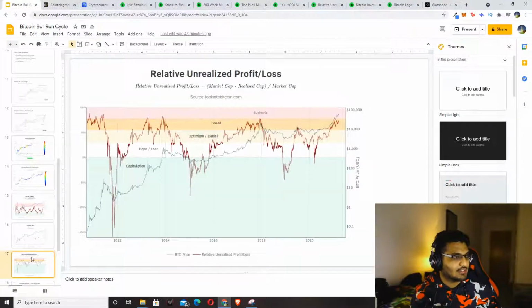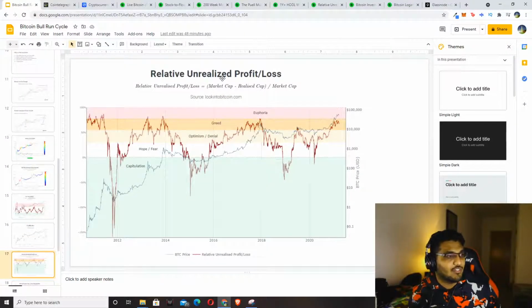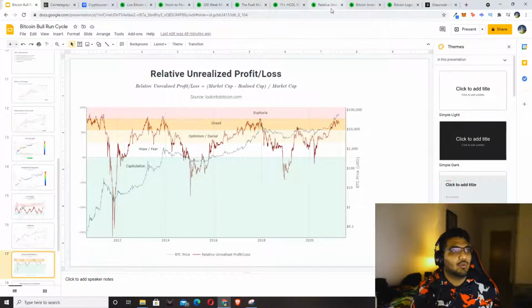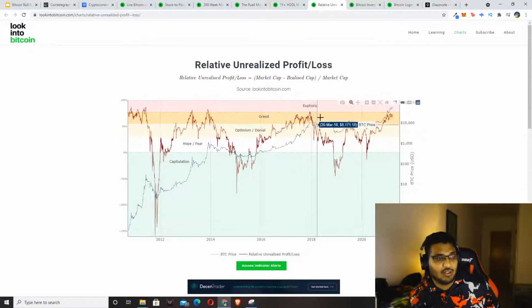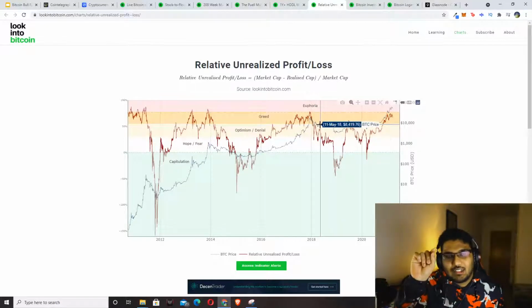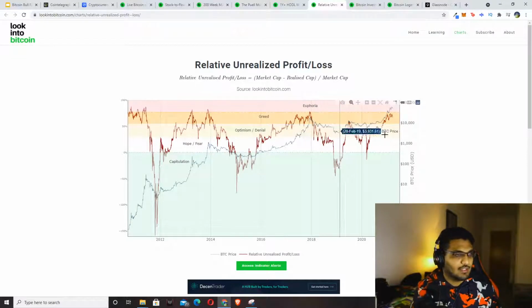So another great chart. Relative unrealized profit and loss. And we'll jump straight into this one. So you can see there are different bands. There's capitulation, there's hope / fear, and that's usually when you believe that Bitcoin is at the lowest point, and then fear, people selling off because they're scared. Then there's optimism and denial, there's greed, and then there's euphoria. Euphoria is the tippity top or right before the big sell-off, right?